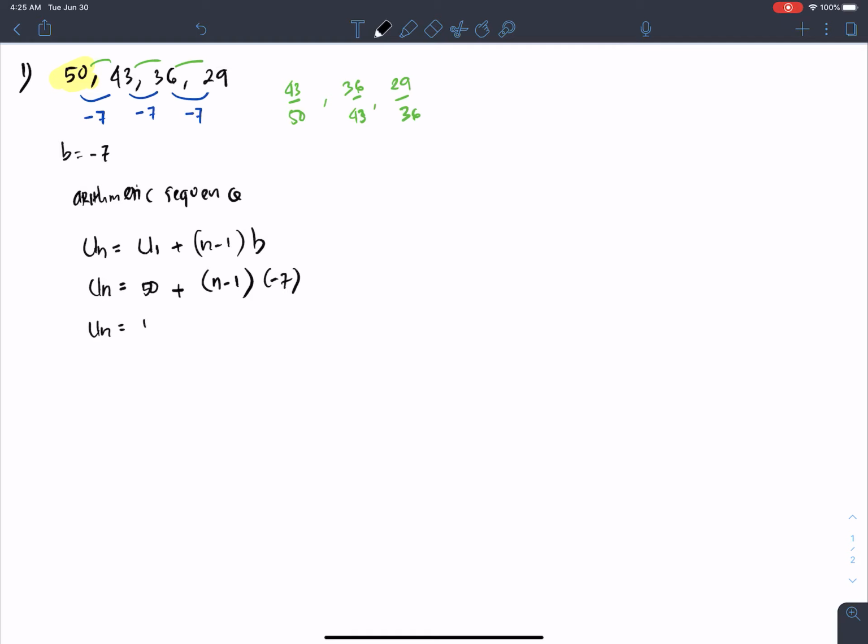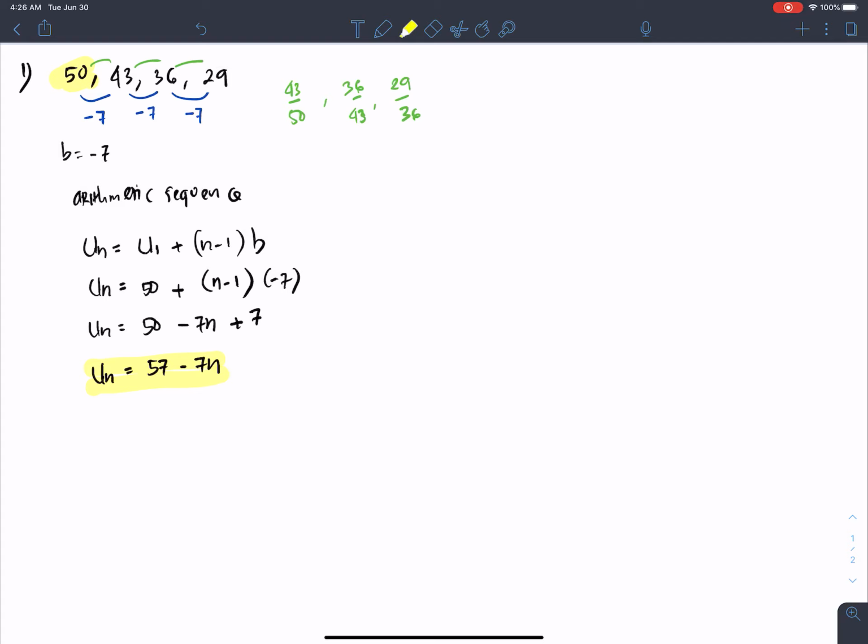un equals 50. n times minus 7, we have minus 7n. And then minus 1 times minus 7, we get positive 7. So the result will be 50 plus 7, which is 57, minus 7n. So this will be the formula for this particular sequence.